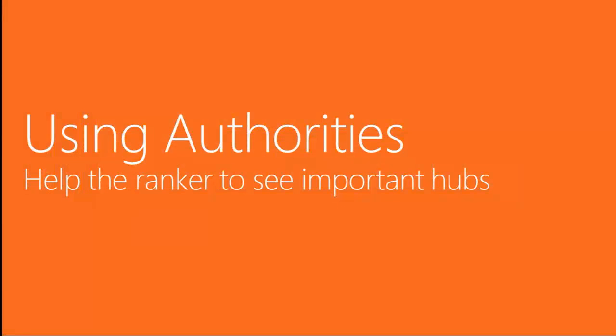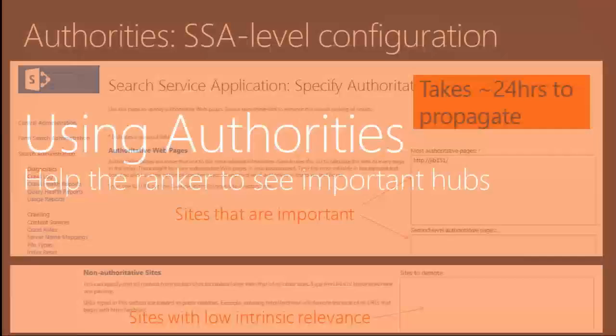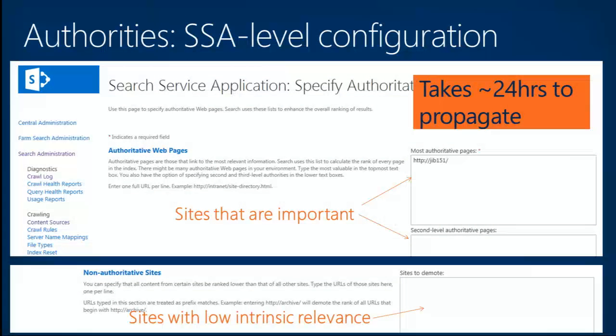Let's start with our first tool, authorities. If you're a user of FAST, this will be a net new feature. It's actually been present in Search Server for some time. It's an SSA level configuration. You go to specify authorities, and you can specify one of 3 levels of authority. It's just URLs. We can't demonstrate it today because it takes some time to propagate, so I'm just going to talk through it. You can also specify sites with low intrinsic relevance or demoted sites, non-authoritative sites.